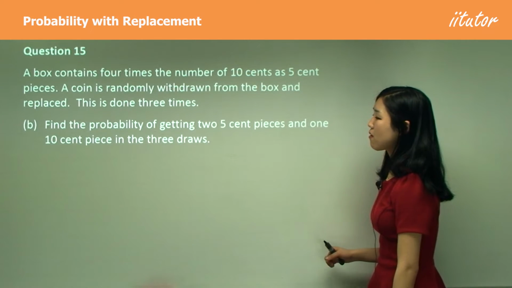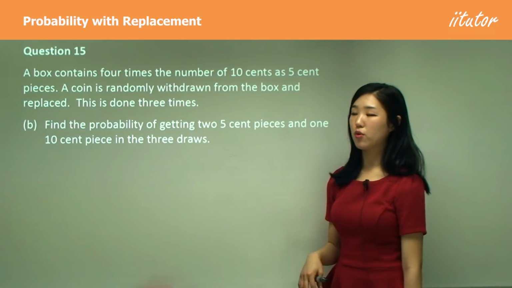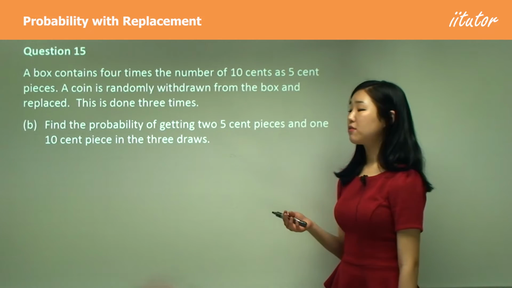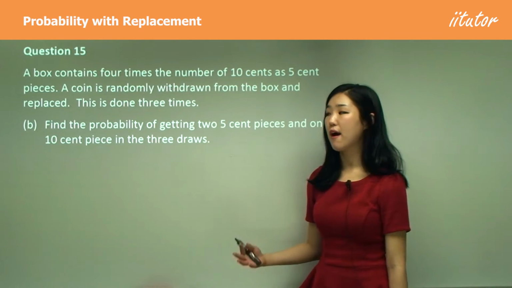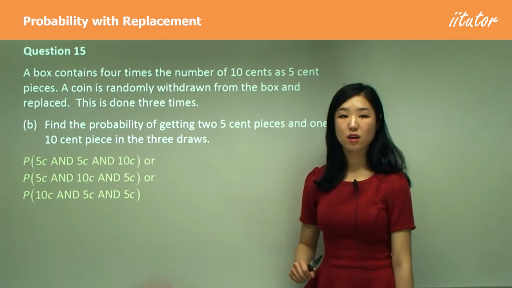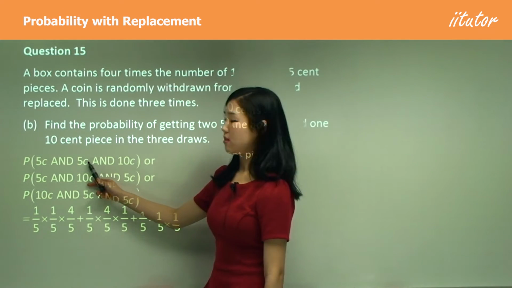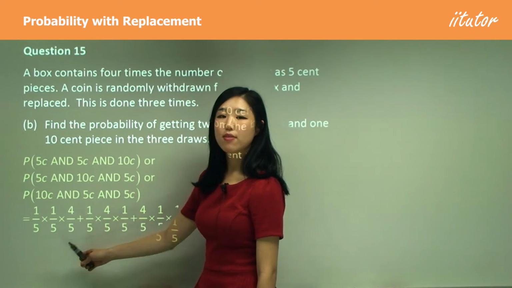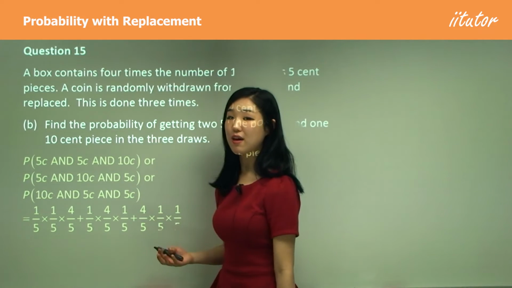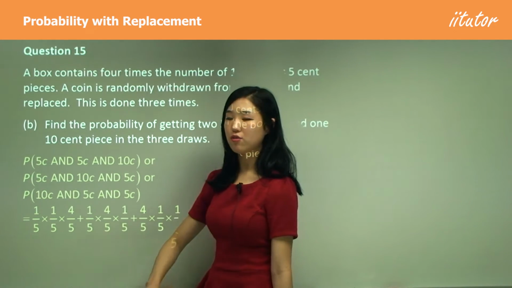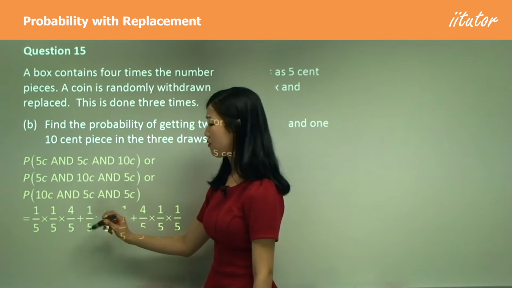Now B, find the probability of getting 2 5-cent pieces and 1 10-cent piece in the 3 draws. This can happen in multiple ways. So we could have 5, 5, 10 or 5, 10, 5, or 10, 5, 5. So there are 3 outcomes we can think of. We have to consider different orders. Getting a 5 cent and a 5 cent is 1 out of 5 and 1 out of 5. The probability is the same because I'm replacing the coin back, which means I'll have the same number of coins left inside, so the probability won't change. So it's 1 on 5, 1 on 5, and then we want 10 cent, so it's 4 on 5. So that's the first outcome.